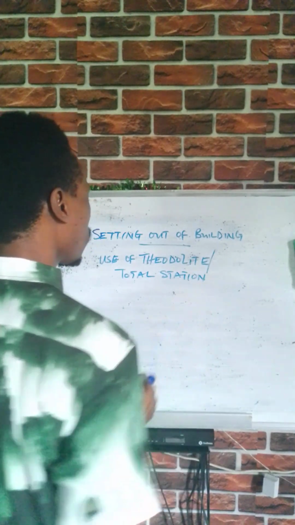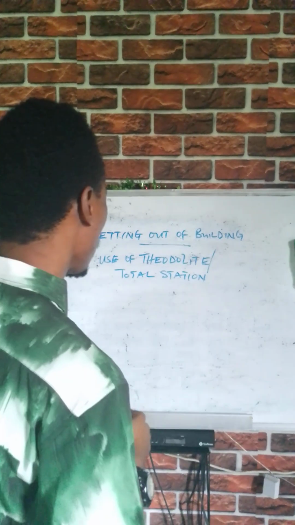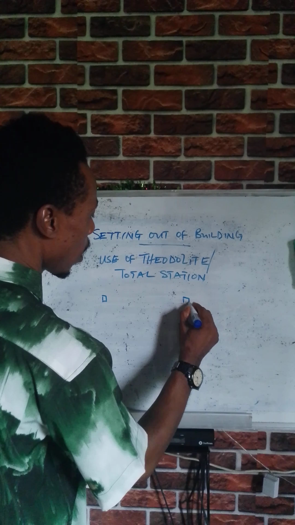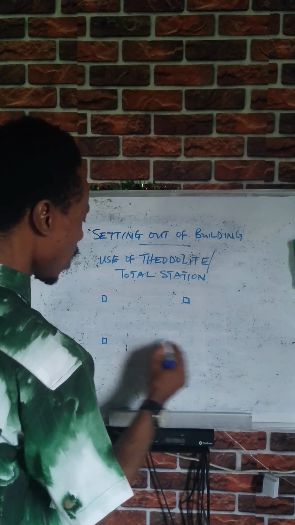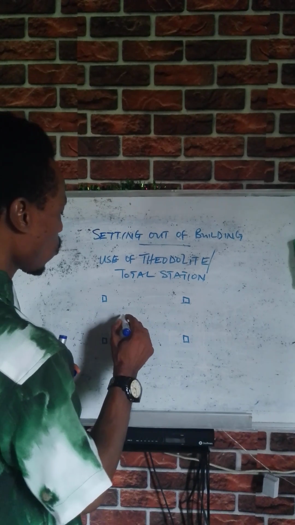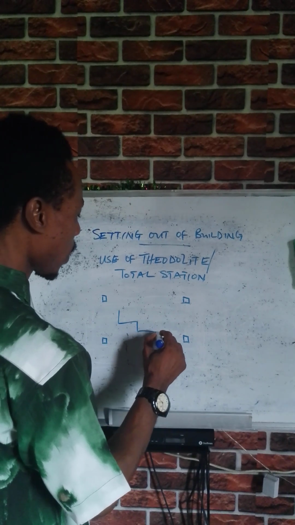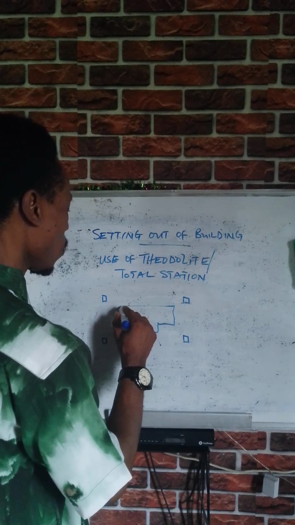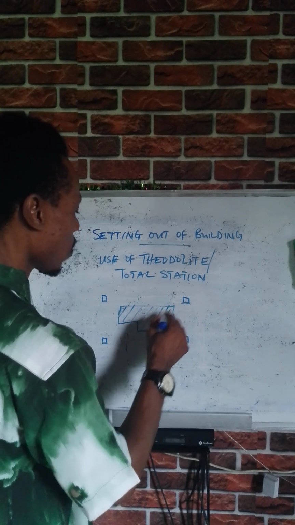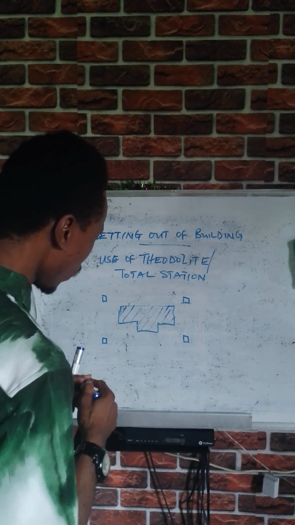Now our primary objective of setting out is for us to establish the four coordinates. These four coordinates are where our building is expected to be positioned. Our building is supposed to be positioned inside of these established points.